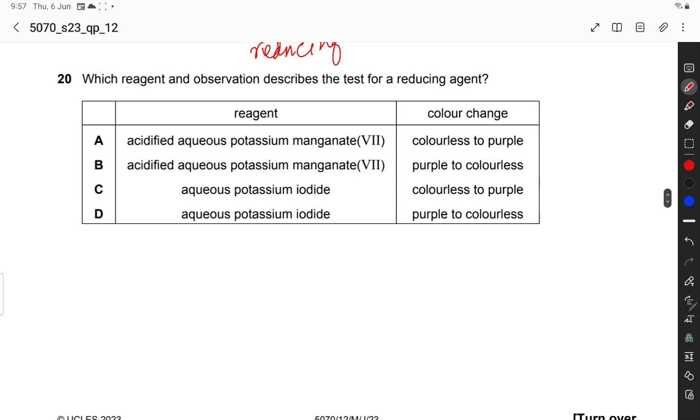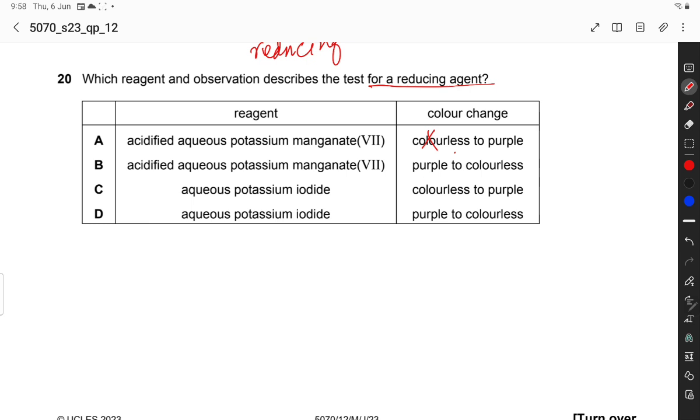Question number 20. Which reagent and observation describes the test for a reducing agent? Acidified potassium manganate is the reagent, colorless to purple. Test for a reducing agent, no. Colorless to purple, this is incorrect. Acidified potassium manganate, purple to colorless.